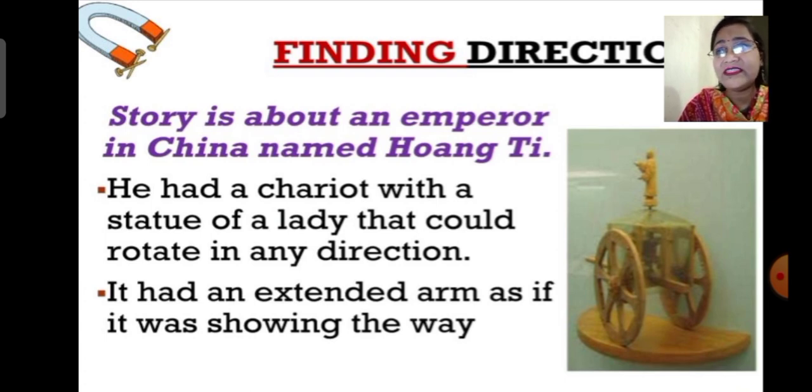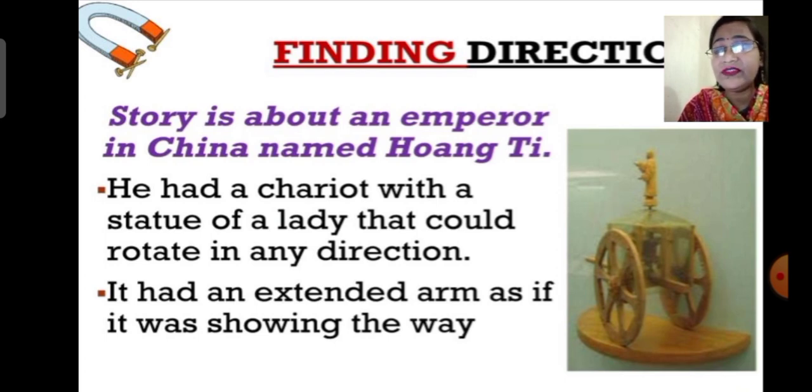His chariot had a statue of a lady that could rotate in any direction. This statue of a lady had an extended arm, as if it was showing the way or a direction. Another interesting property of this statue is that it usually comes to a rest position where its extended arm always pointed towards the north or south direction.